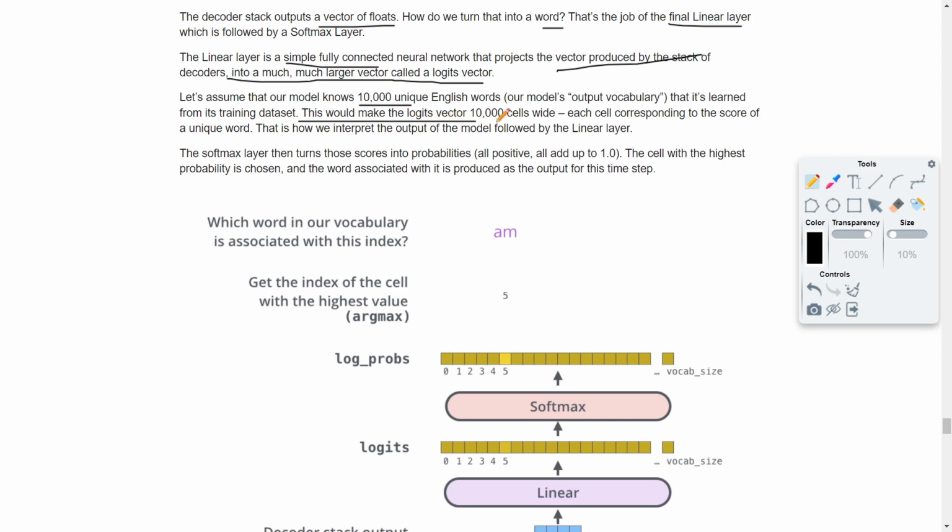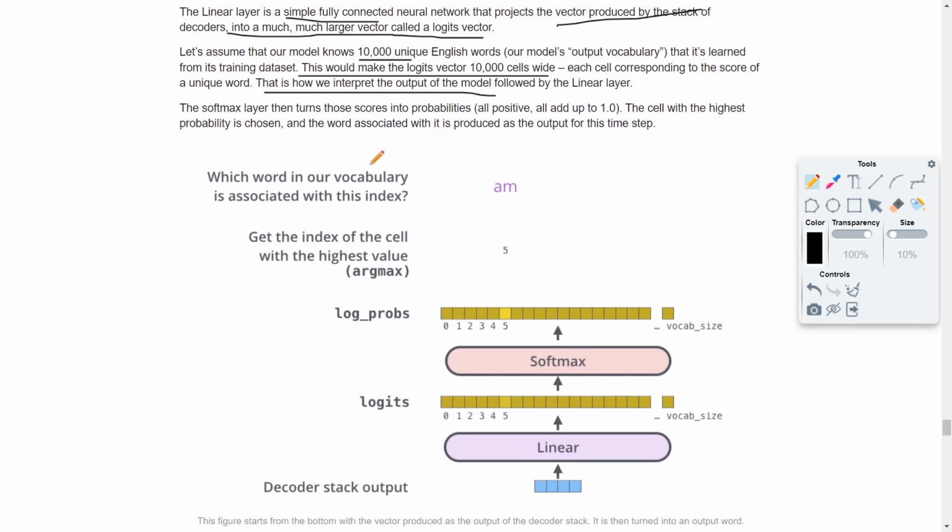Now this would make a logit vector that is 10,000 cells wide, each cell corresponding to the score of a unique word. This is how we interpret the output of the model followed by the linear layer. Now the softmax layer turns those scores that we have got for each and every particular word into probabilities, and the cell with the highest probability is chosen.